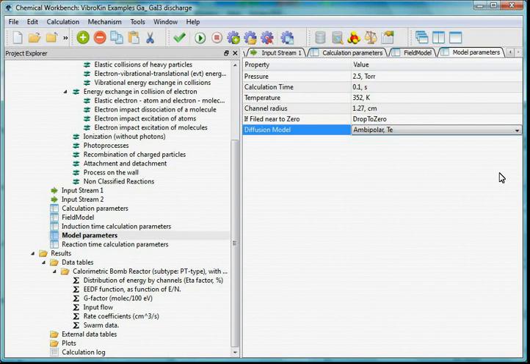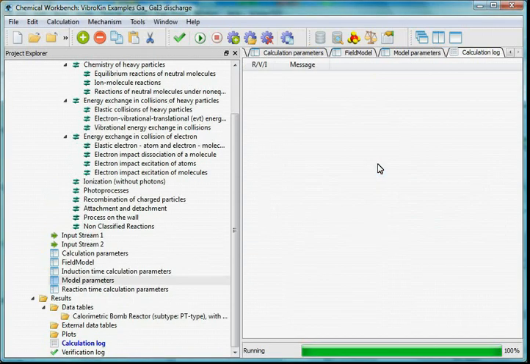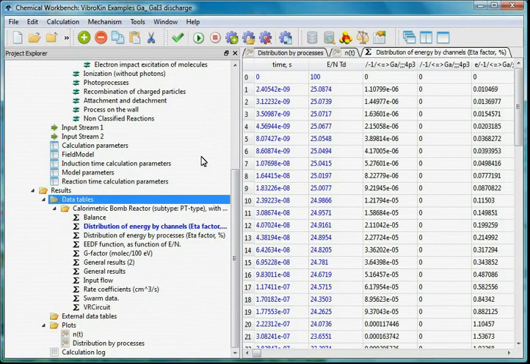Now we complete the parameters of our simulations and we can start it. Please click the Run button on the main toolbar. The program verifies the mechanism and starts calculation. All the results in the data table of the Results tab are automatically updated. When the simulation is completed, all available results of our glow discharge simulation will be shown in the data table of the Results tab. The following results tables are available for the full time scale and for all input parameters of calculation.